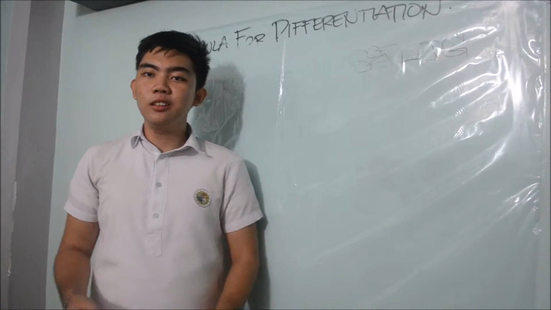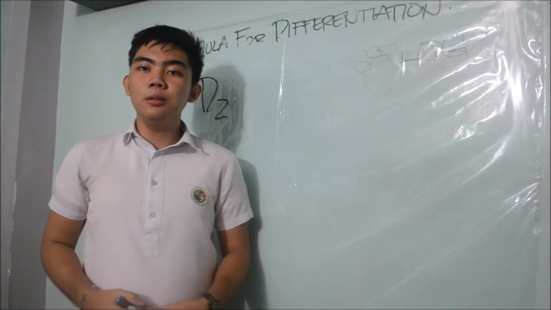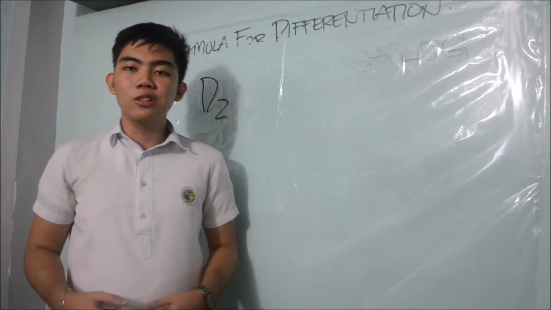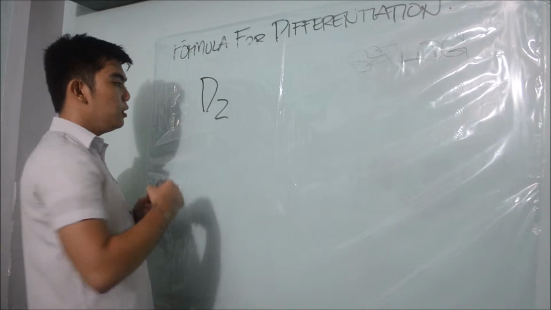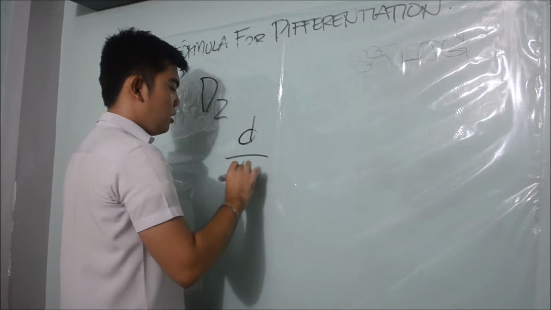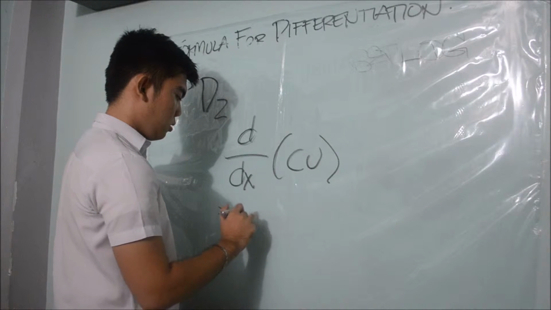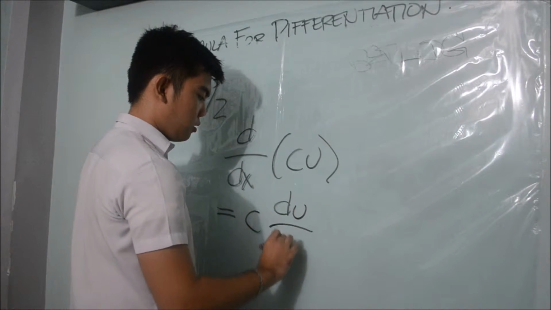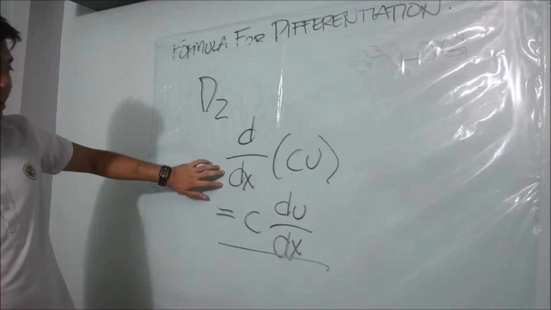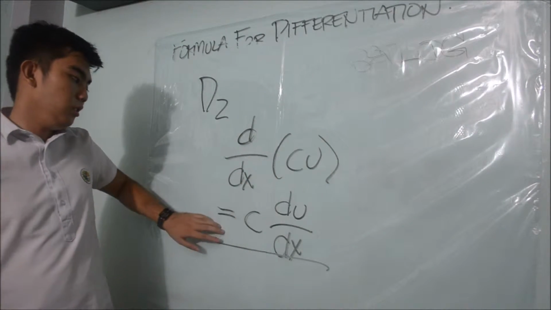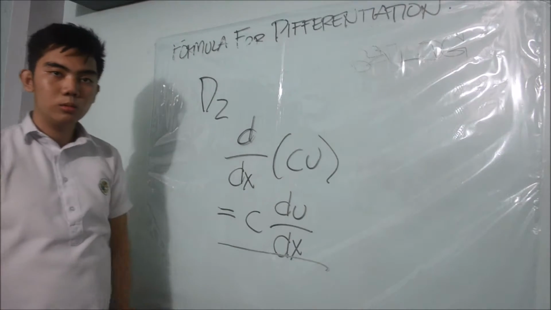Now, let's go to the second formula, which is D2. The derivative of the product of a constant and a function is equal to the product of the constant and the derivative of the function. The formula is d over dx times the quantity cu is equal to c times the derivative of u.